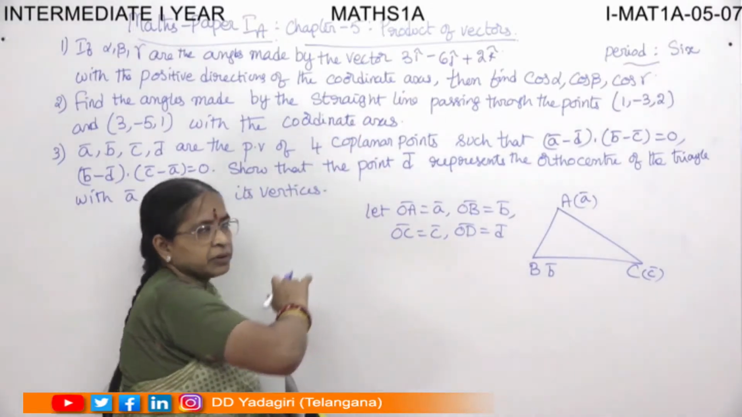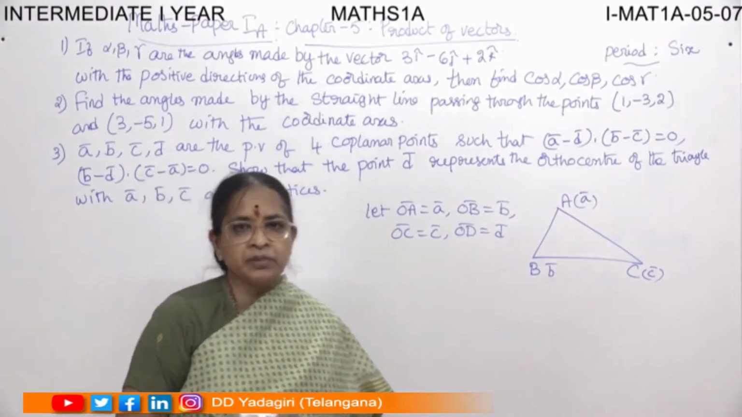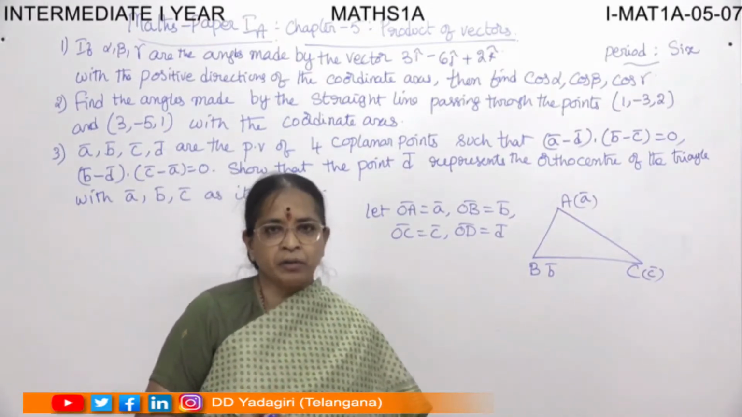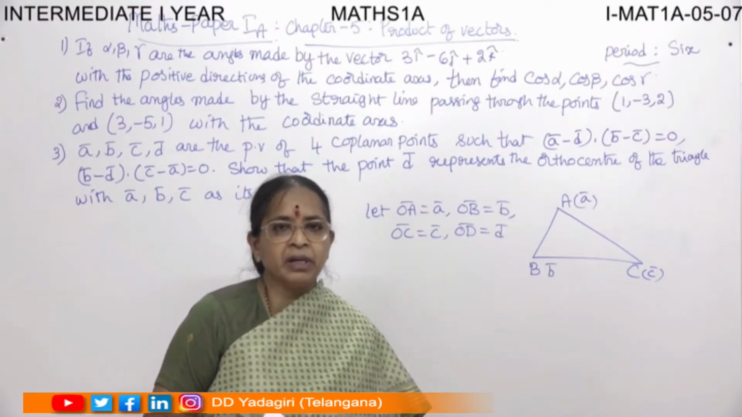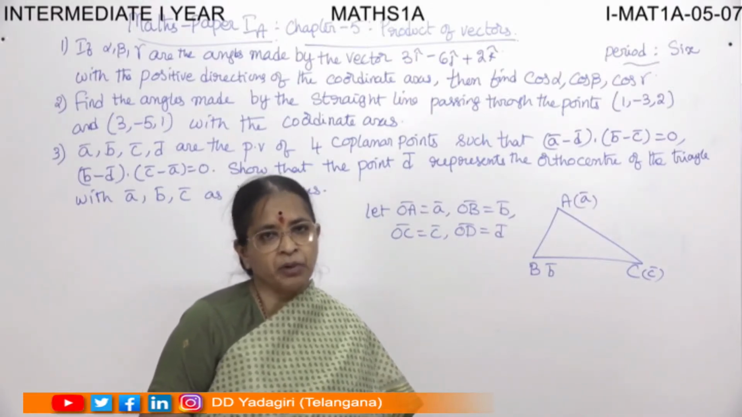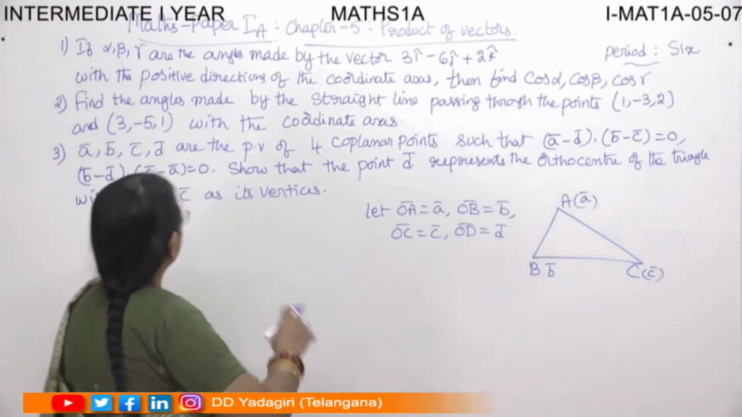This problem is from scalar product. With these problems, we'll complete the scalar product between two vectors. That topic will be completed. Next, we'll continue with vector product between two vectors. Now, what is this problem?